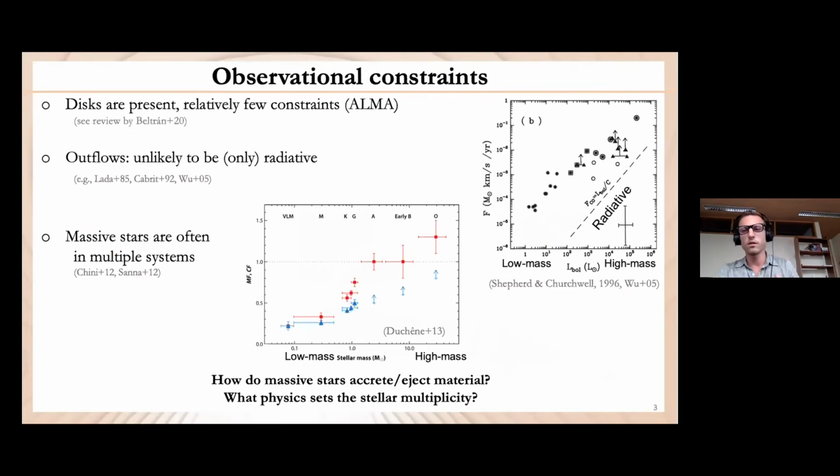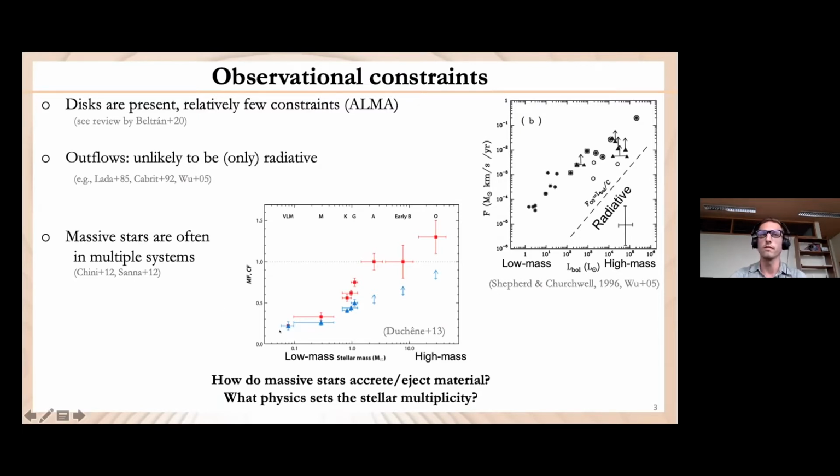So what we know now is that disks around massive protostars are present. There are still relatively few constraints, but thanks to ALMA, in the past few years, people have been finding disks that are actually quite smaller than those formed in the hydro calculations. Second, the outflows: we think that they are unlikely to be only radiative, because if we compute the force necessary to accelerate the gas up to the observed velocity, then as you can see here, the radiative acceleration is too small by 1 or 2 orders of magnitude.